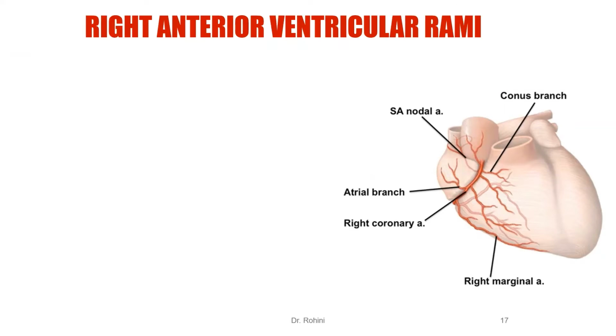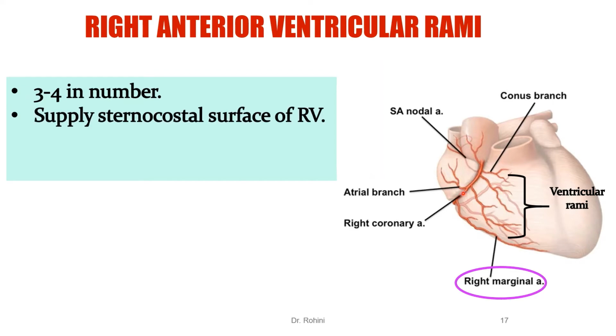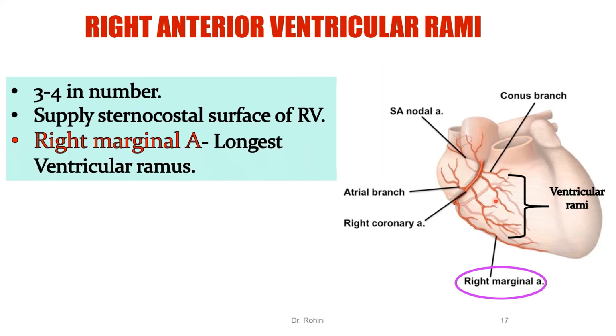Now coming to the right anterior ventricular rami. The right coronary artery gives these branches to supply the ventricles. There are 3 to 4 in number, and they supply the anterior surface of the right ventricle. They are called anterior ventricular rami, and one of its branches is the longest ventricular ramus. It runs along the inferior border of the heart, or along the right margin of the right ventricle. This is called the right marginal artery.